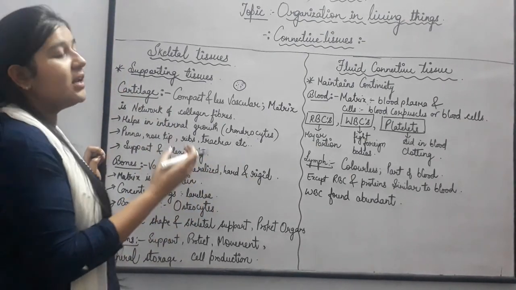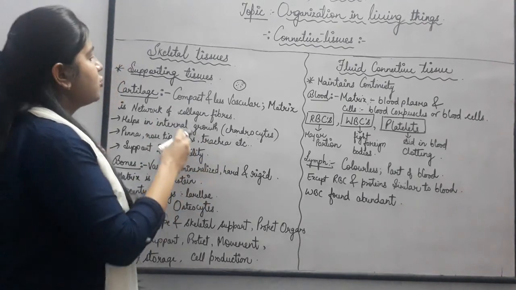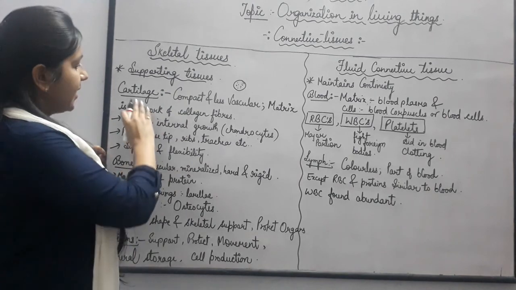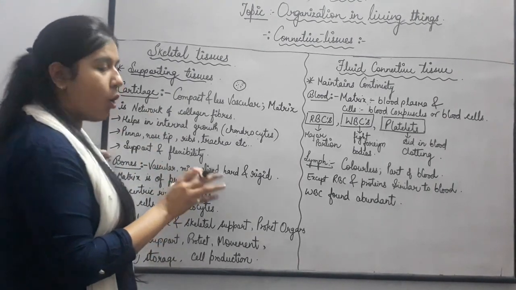And they provide support and flexibility. It makes our body flexible. So such type of tissues, that is cartilages, give support and flexibility to the organs.